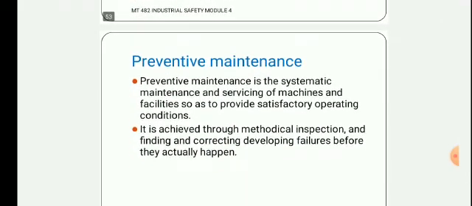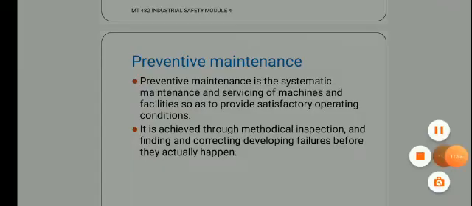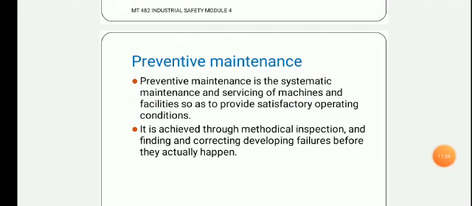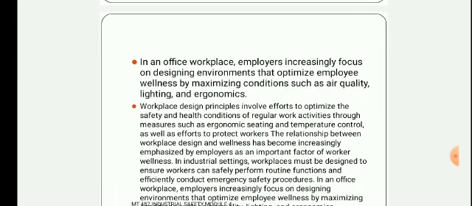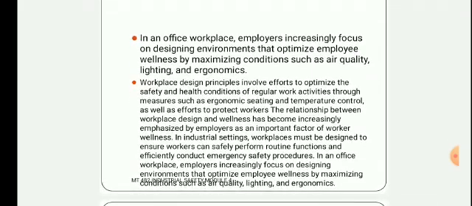Then preventive maintenance. Okay, what are the preventive things? Preventive maintenance is systematic maintenance and servicing of machines and facilities to provide satisfactory operating conditions. It is achieved through methodical inspection and finding and correcting developing failures before they actually happen. That means in an office workplace, employees increasingly focus on designing environments that optimize employee wellness by maximizing conditions such as air quality, lighting, and ergonomics.